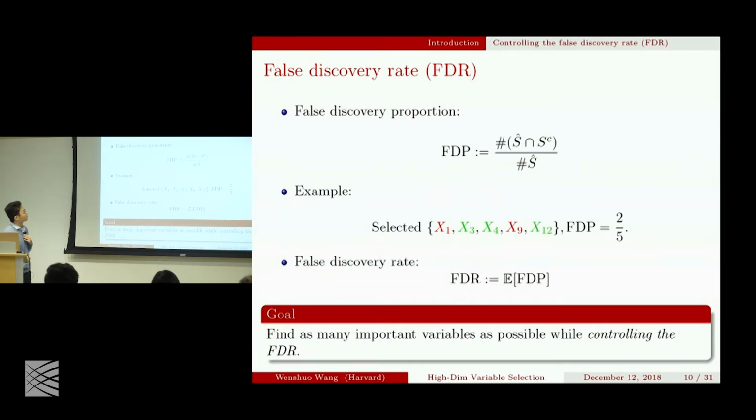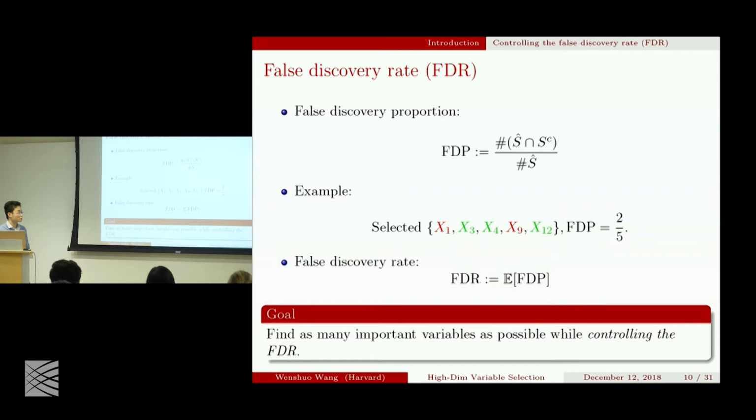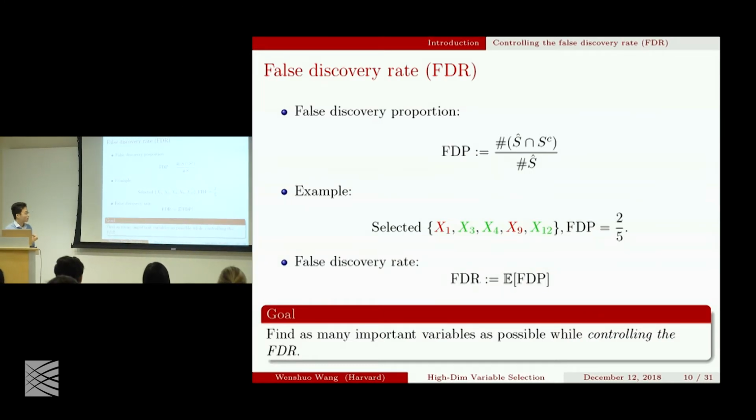Before that, let's define the false discovery proportion, which is called FDP. That's basically the number of false discoveries divided by the number of total discoveries. So what proportion of my discoveries are false. For example, if I have selected 5 variables, x1, x3, x4, x9, x12, and if 3, 4, and 12 are real discoveries and 1 and 9 are false, then my false discovery proportion is going to be 2 divided by 5, because I have 5 discoveries, 2 of them are false. That's 2 divided by 5.